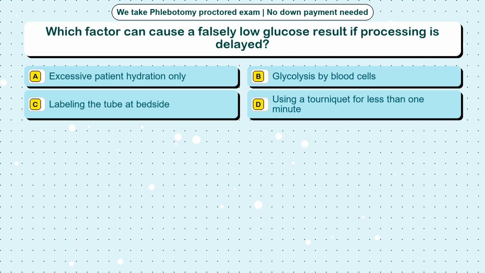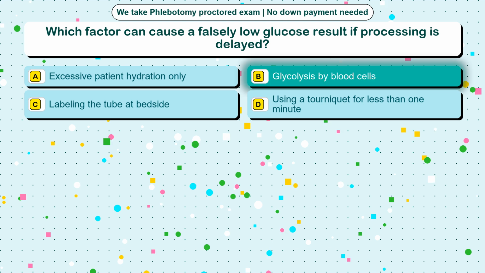Question 40. Which factor can cause a falsely low glucose result if processing is delayed? Option A. Excessive patient hydration only. Option B. Glycolysis by blood cells. Option C. Labeling the tube at bedside. Option D. Using a tourniquet for less than 1 minute.